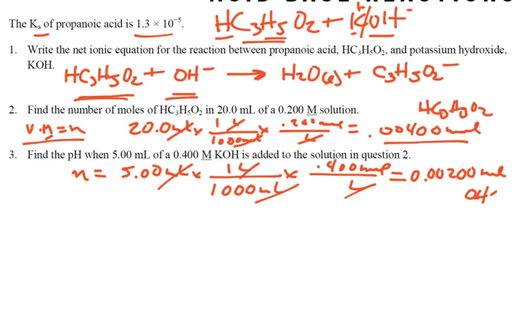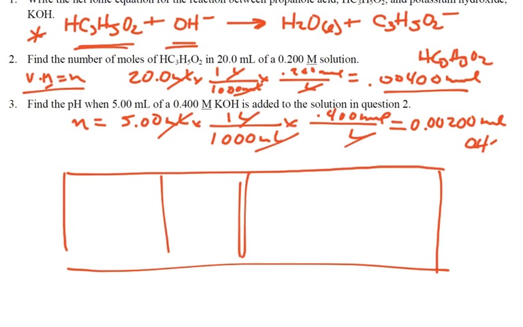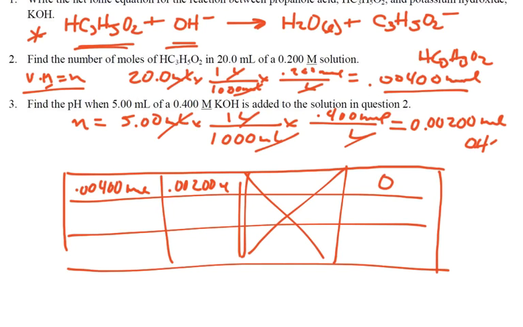So I'm going to set up an icebox, and this is going to be a stoichiometry icebox, and I'm just going to put it right here because I'm using the equation that I have up here in question 1. So everything is lined up. I'm not going to use the water. So the idea here is my acid is 0.00400 moles, and my base is 0.00200 moles, and I'm starting off with no acetate.